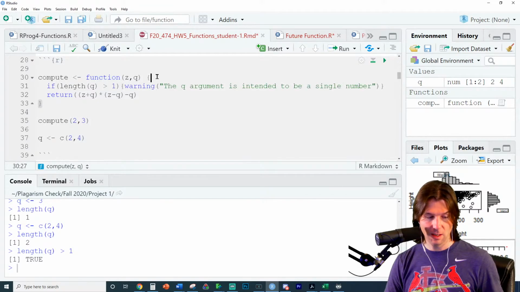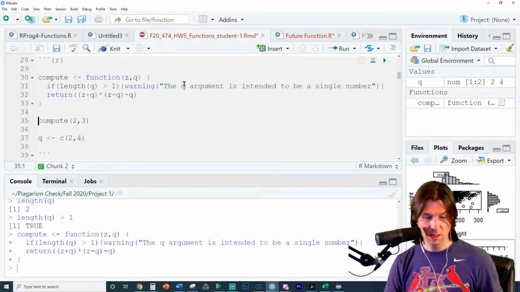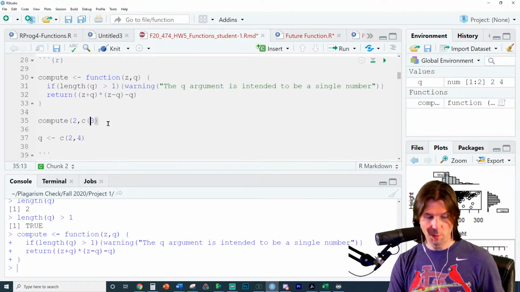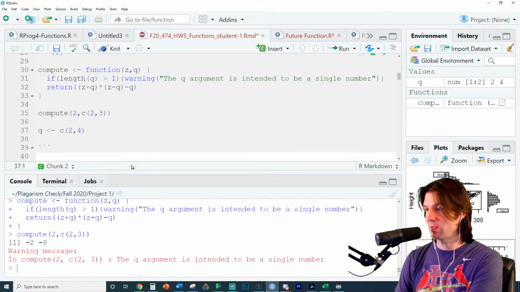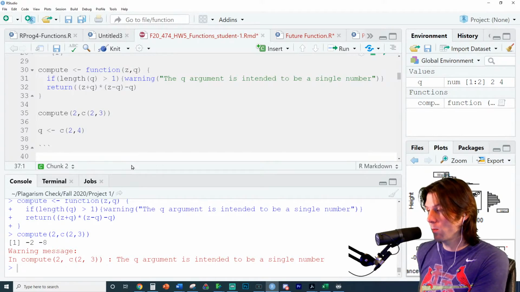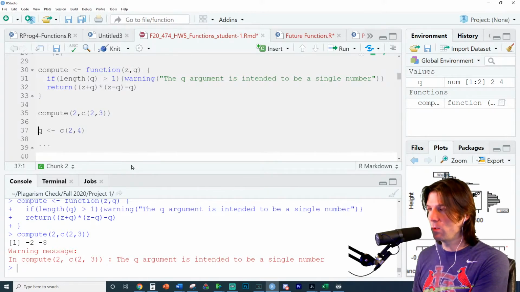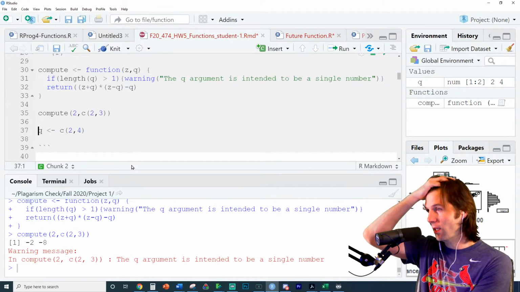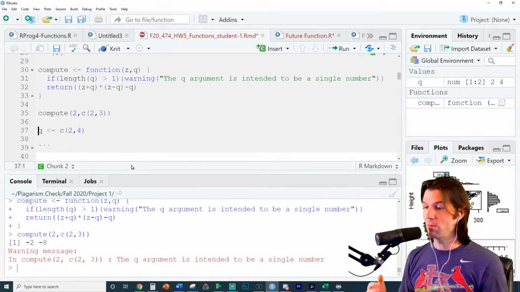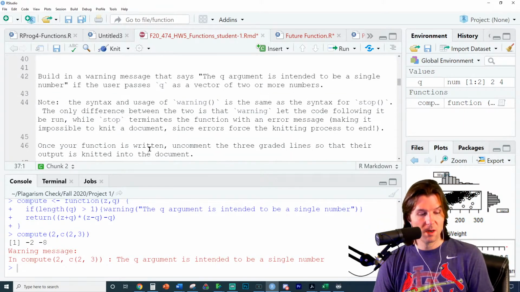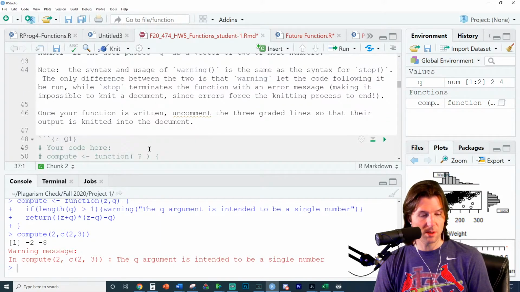And now we're going to test it out by purposely trying to break it or make our message appear. We'll put the vector in here of 2, 3, and we'll run it, and we get the warning message. The q argument is intended to be a single number. So if you notice right now, we do get our warning message telling us, hey, you shouldn't be doing this. And we just did a condition to check to see if the length of q was greater than 1, to see if it had more than one thing in it. So the syntax of warning, all that good stuff right there.